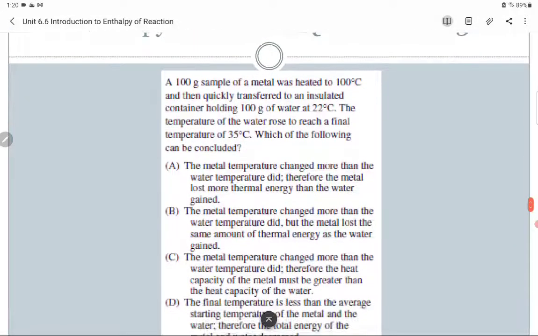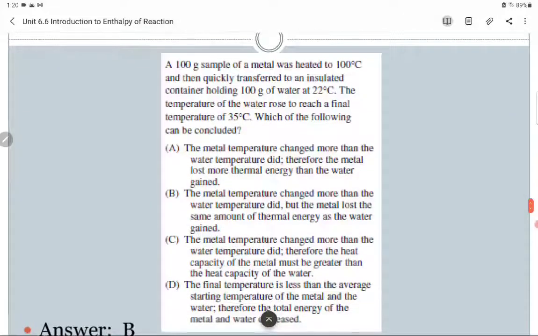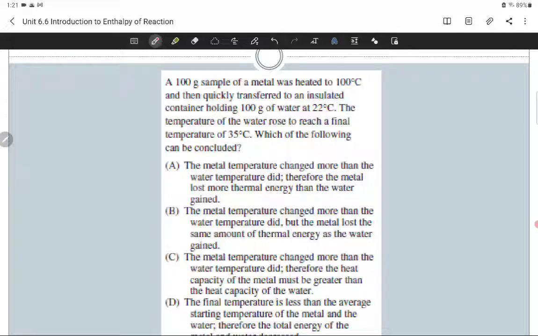Okay, a little multiple choice. With all these multiple choices, I think I've already always given you guys the answers, but let's figure out what we're doing here. So we have a metal. We heat it to a very high temperature. And then we put it into a calorimeter that has water, and the water is at a low temperature. And when they get to equilibrium, they get to 35 degrees Celsius. So what's going on here?